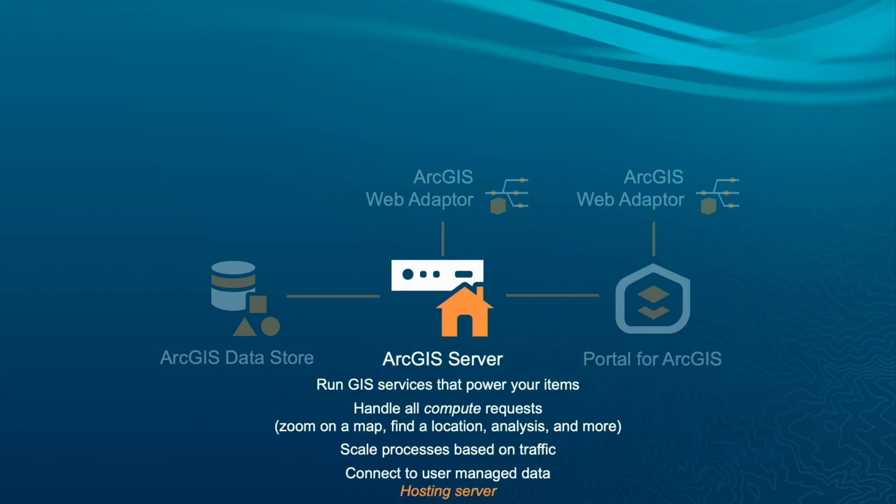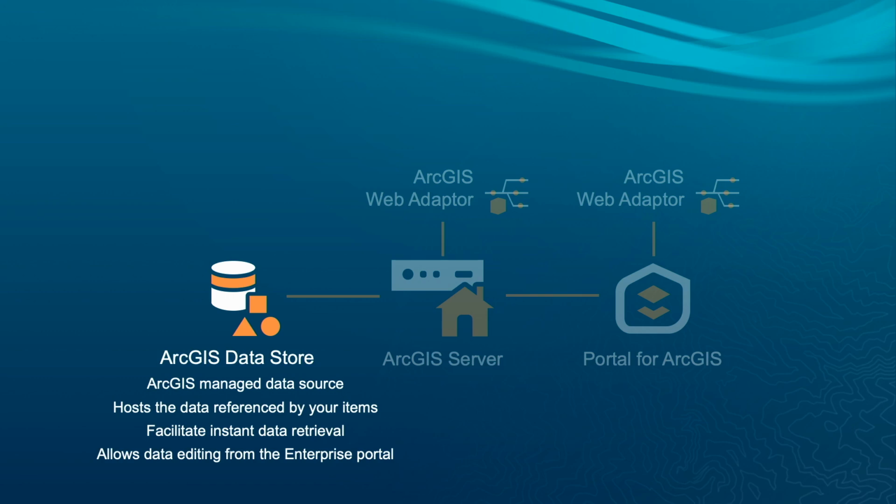Now, moving along to our ArcGIS Server component, this we often think of as kind of the powerhouse of ArcGIS Enterprise, and that's because it's responsible for powering all of our GIS services that power our different items within the enterprise portal on the back end. So any requests coming into those items from the enterprise portal, things like zooming around on a map, finding a location, or running some analysis tools, all of that is sending requests into ArcGIS Server. ArcGIS Server is going to scale based on the traffic coming into it, and then in conjunction with our ArcGIS Data Store, it creates what's called our hosting server.